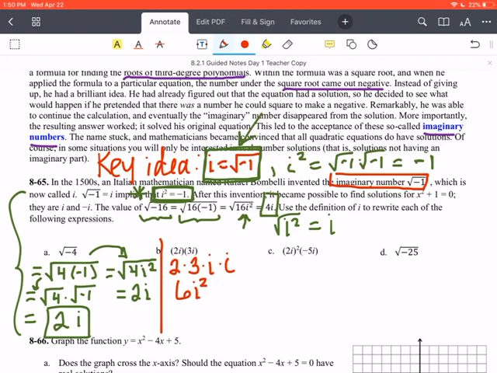Now, what did we say to memorize? We said to memorize that i squared can be replaced completely with -1. It's like substitution. So 6 times, I'm going to replace i squared with -1, and we get -6. So 2i times 3i is equivalent to -6.